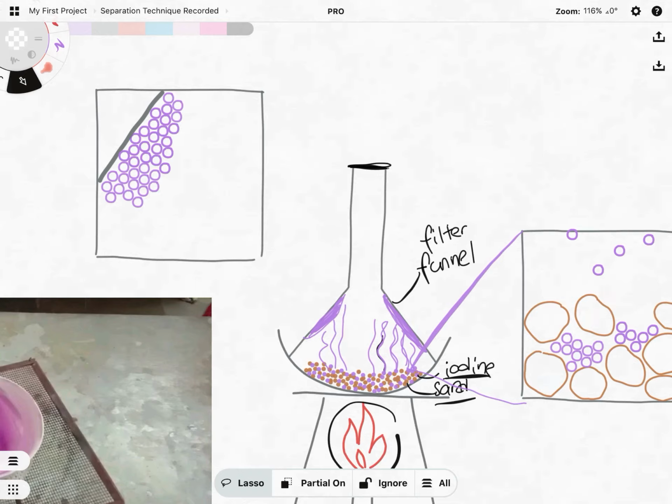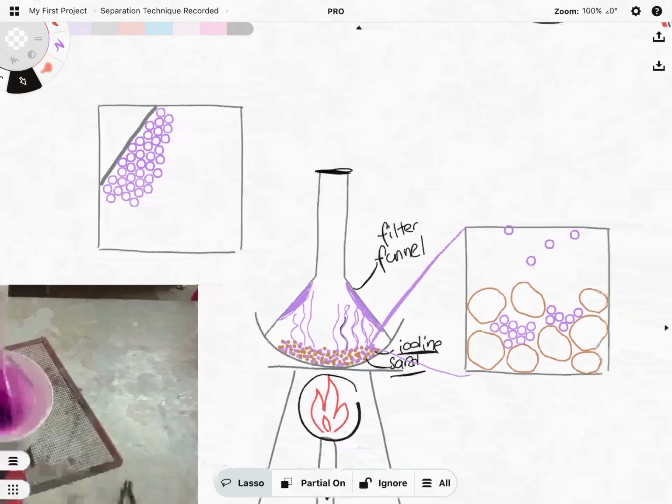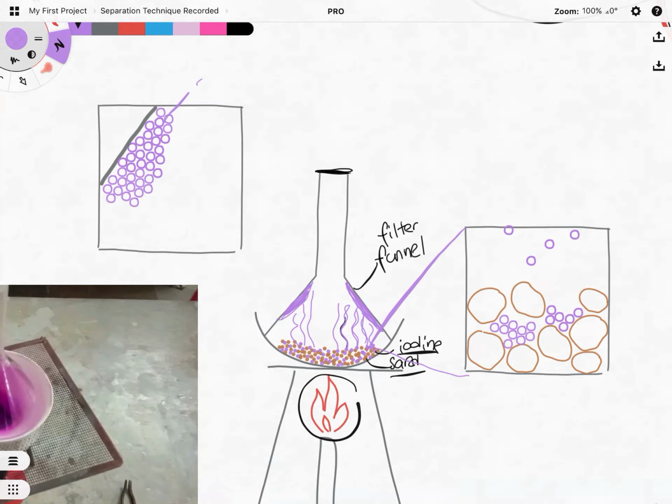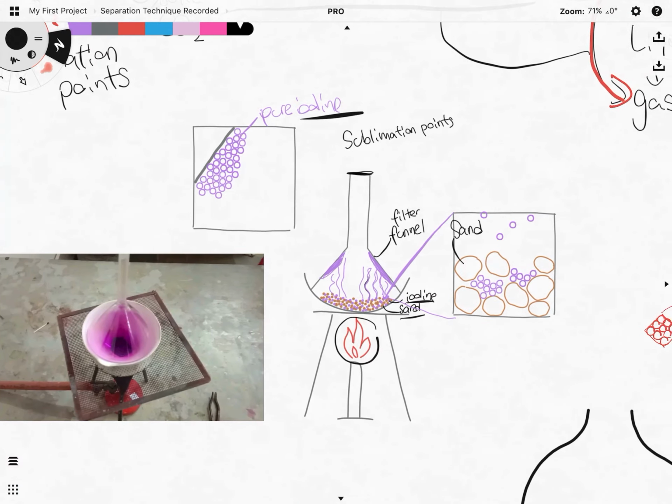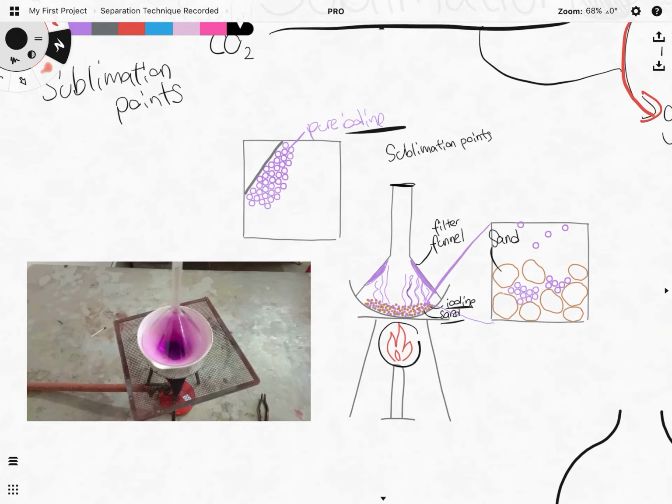And so in a sense now, I've managed to carry out and separate the two substances from each other. I have here pure iodine, and what's left over would be just sand. I've successfully separated out two different substances based on sublimation points. I made use of the fact that iodine can sublime, or undergo the process of sublimation. This is a very simple technique, but only works with solids that can undergo sublimation.